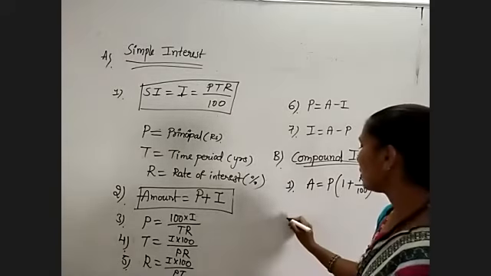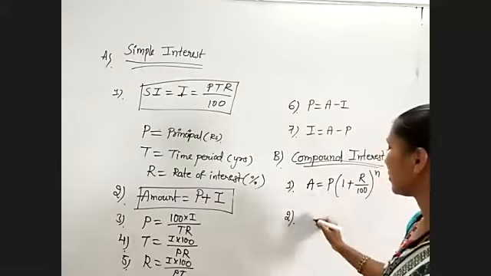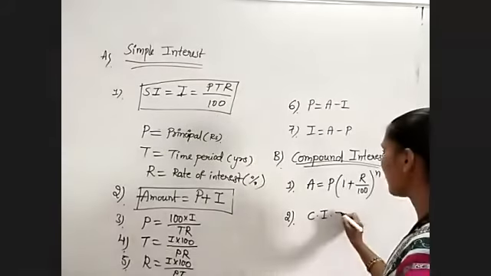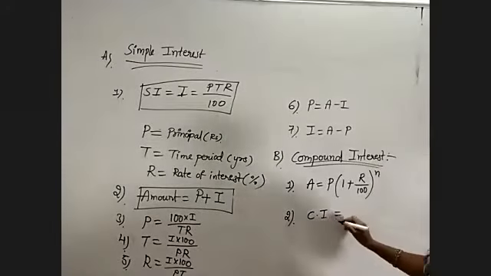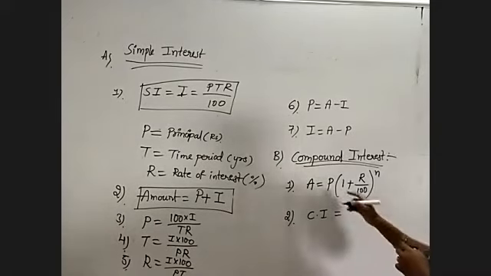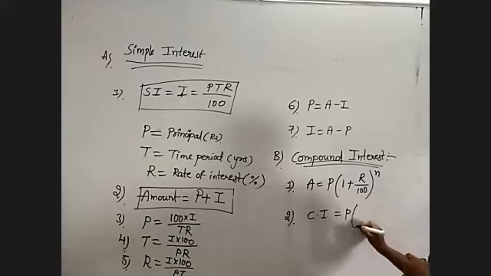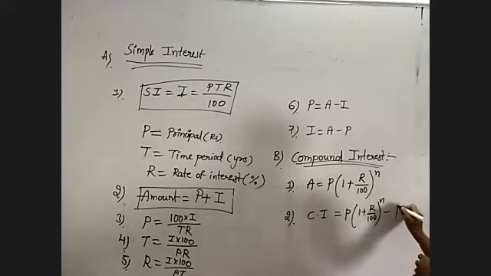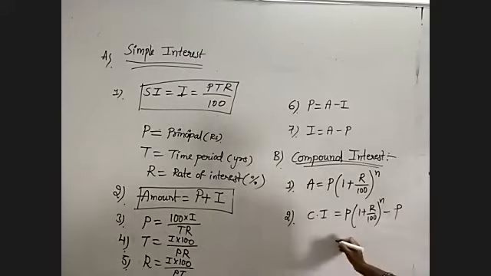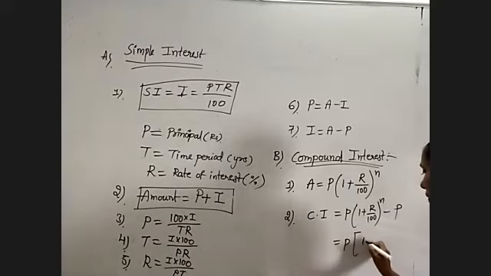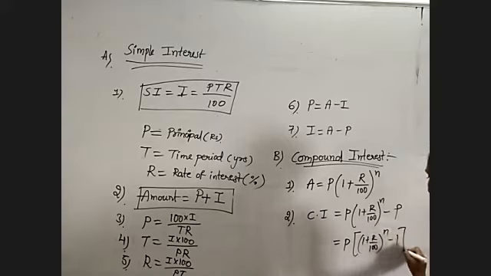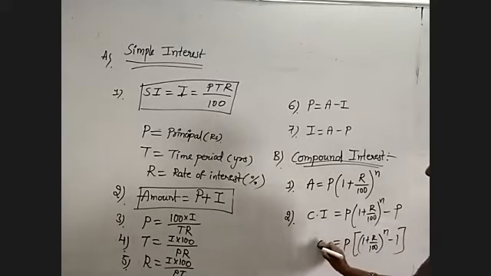And the next, second formula, is for compound interest, which is given by amount minus principal. Yes or no? Actually, interest is equal to amount minus principal. So amount is P into 1 plus R by 100 whole power n, minus principal. That is nothing but principal into 1 plus R by 100 whole power n, minus 1. So here I have derived it also. Just remember this final equation. This one.